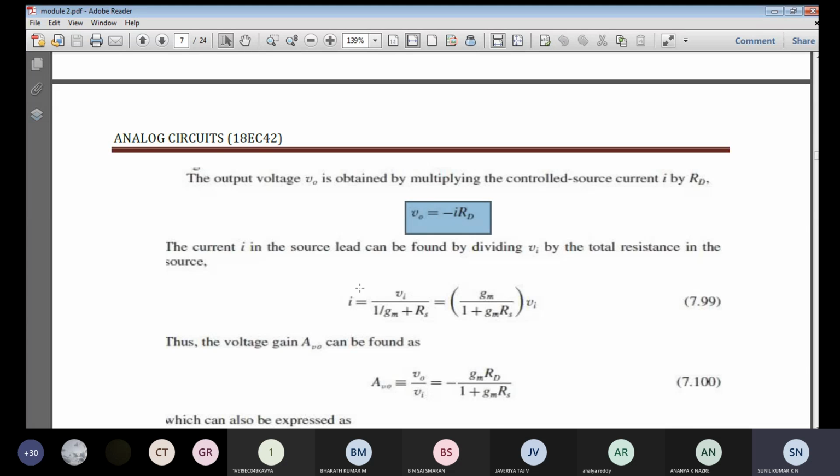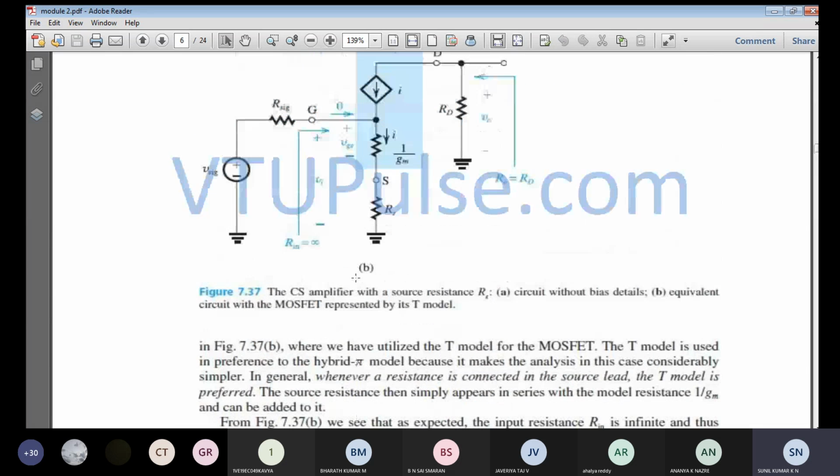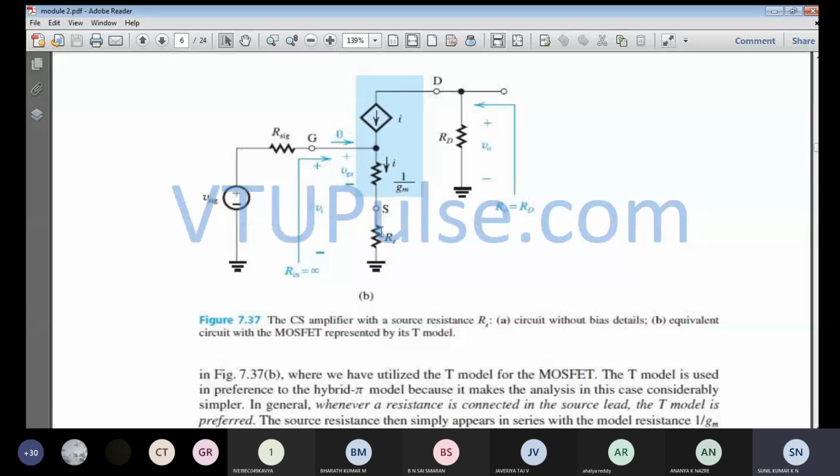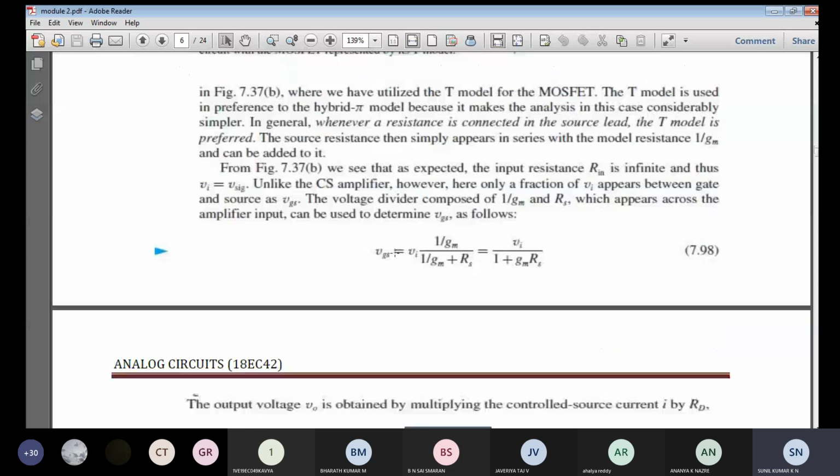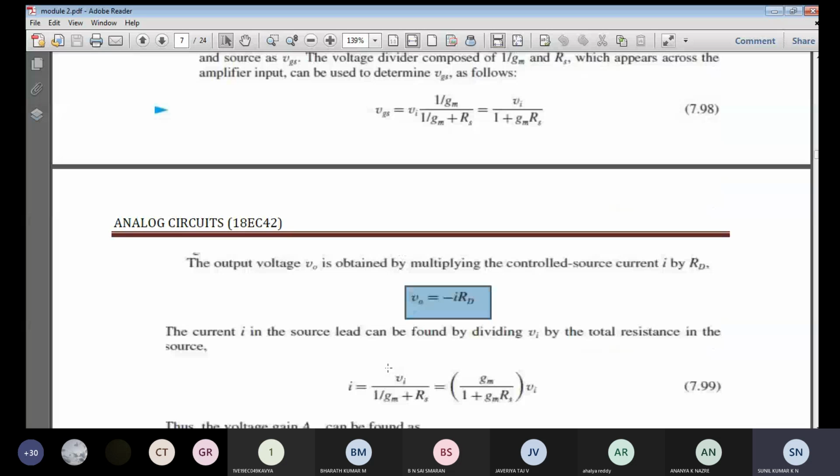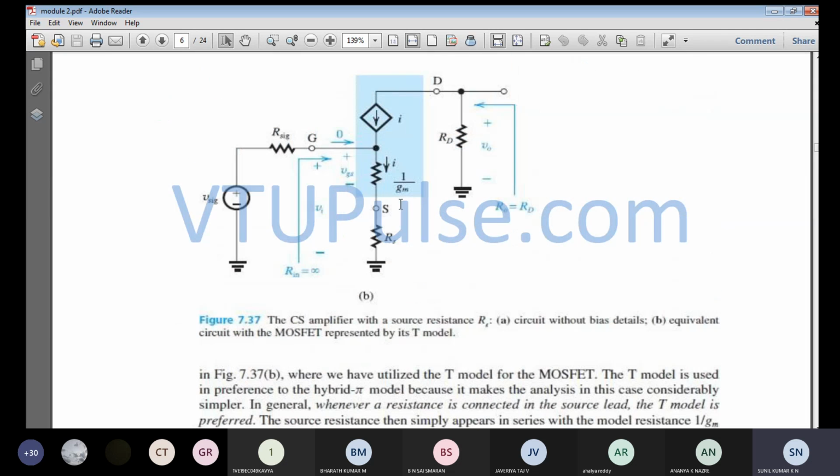Across the input side, consider the current that is flowing. Since the current flowing over here is 0, from this node towards this one the current flowing is I. So I is equal to V by R. What is Vi? That is the input voltage. From this node to this node, the voltage is Vi.